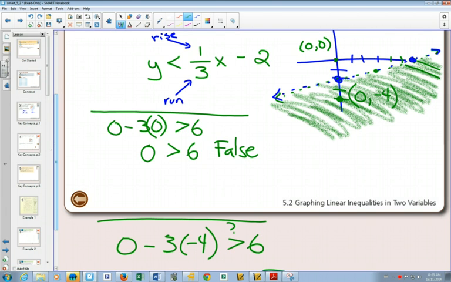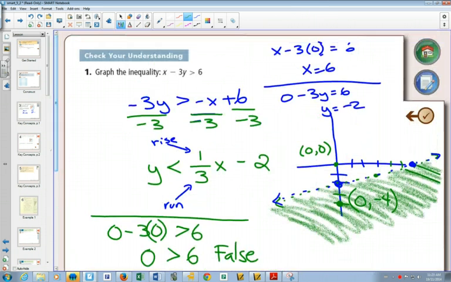Well, is 0 greater than 6? False. And that tells us that this point isn't in the solution, but the bottom part is. So that was example 1, and she told you the questions 3, 4, 5, and 7.